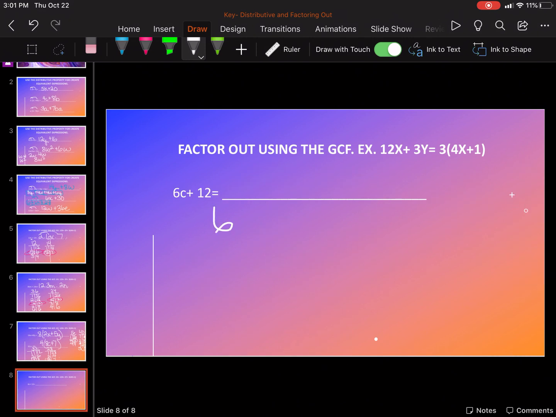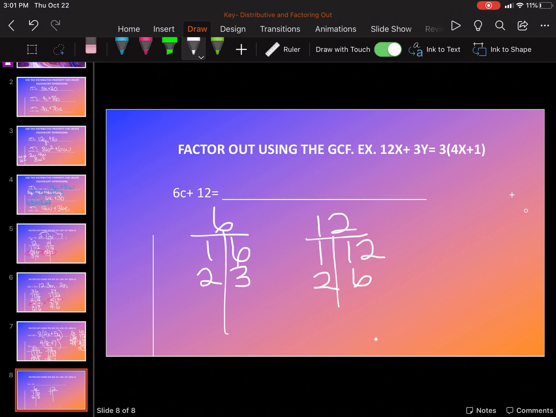Here we go. 6 and 12. 1 and 6. 2 and 3. For 12 is 1 and 12. 2 and 6. 3 and 4. Our GCF is 3. So, ooh, no, it's 6. Watch that greatest common factor. Don't mess up like I just did. So 6 comes out, and then it's 1c or just c. You can put the 1 if you want, and then plus 2. We can always double check it.